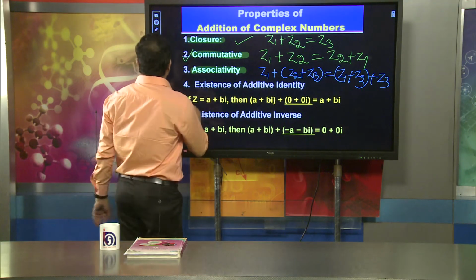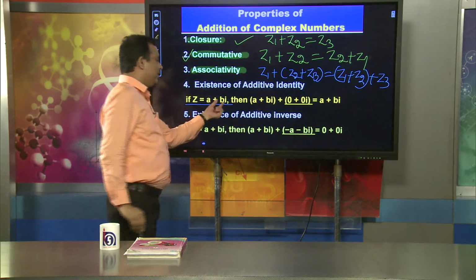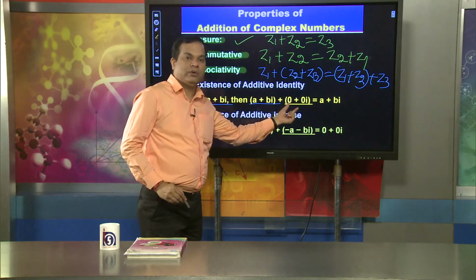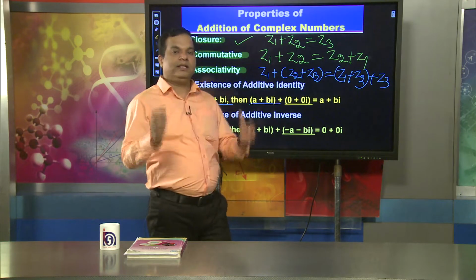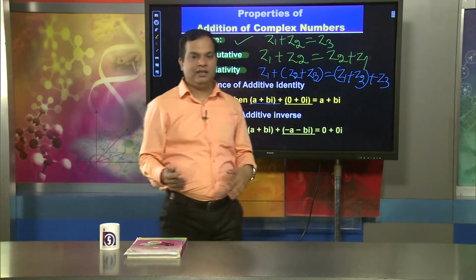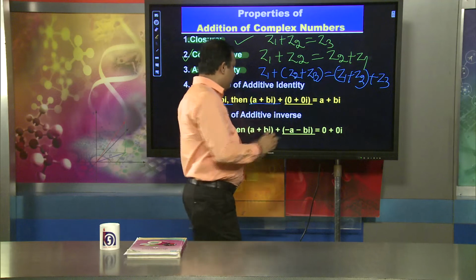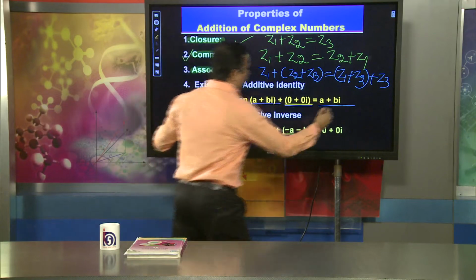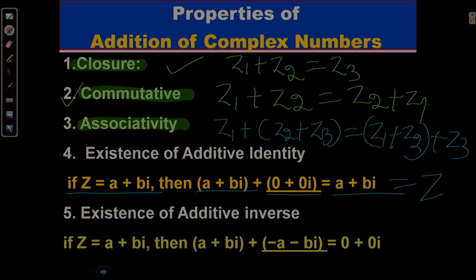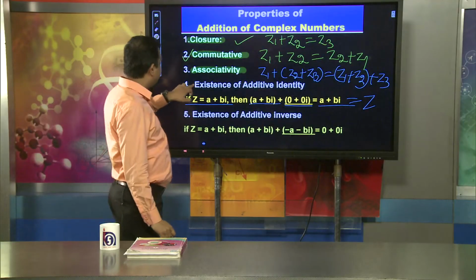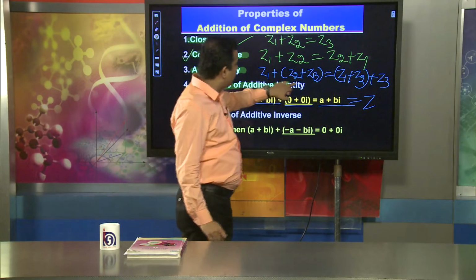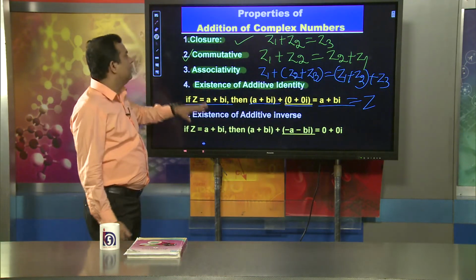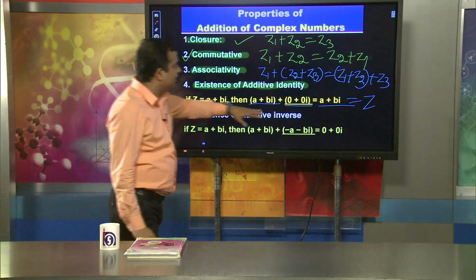So, for example, if z equals a plus bi, then a plus bi plus 0. I already told you any number can be written in the form of a complex number, so 0 can be written as 0 plus 0i. So a plus bi plus 0 plus 0i equals a plus bi, which is the original complex number z. So, very simply, the existence of additive identity is also satisfied by complex numbers. Okay. Now, the fifth property is existence of additive inverse.